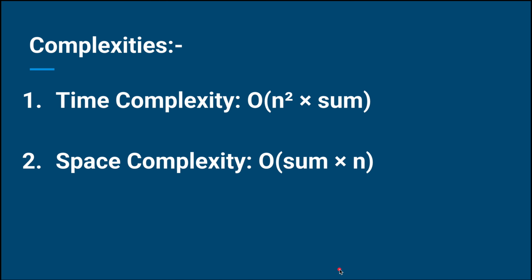So what is the complexity of this problem? Time complexity is O of n square into sum, and space complexity is O of sum into n. Why? Let's suppose we have taken the previous example, and the constraint says the time and space complexity will become n square into sum, because n is the length of nums, which is less than or equal to 80, in the constraints.